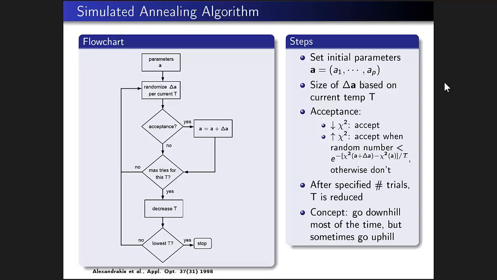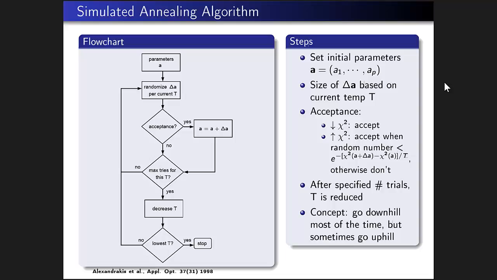Next one is simulated annealing. In this algorithm, you set an initial set of parameters. You get an initial guess of what your parameters are, and you determine your step size to the next update to those parameters based on this temperature T. There's a temperature cool down. This is where it gets its name from, simulated annealing.